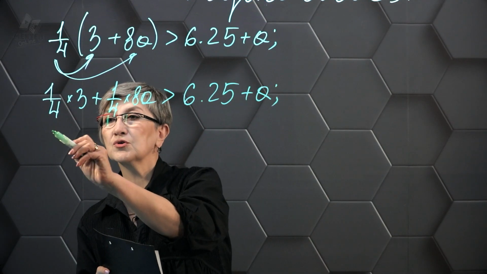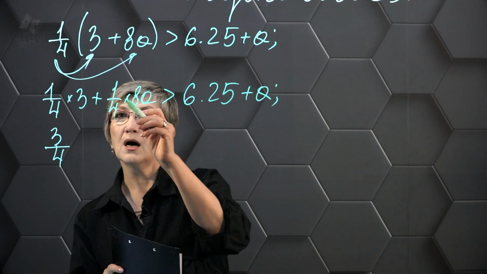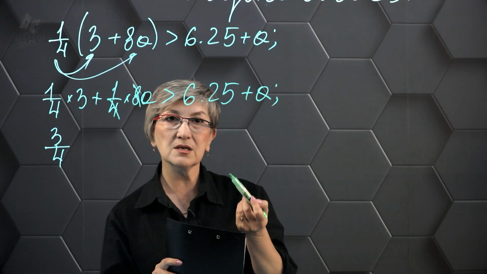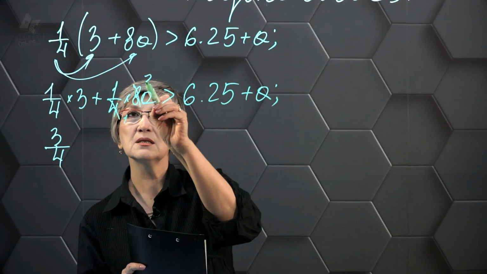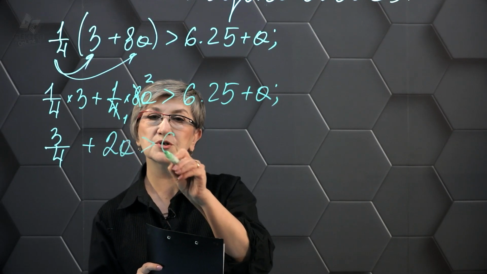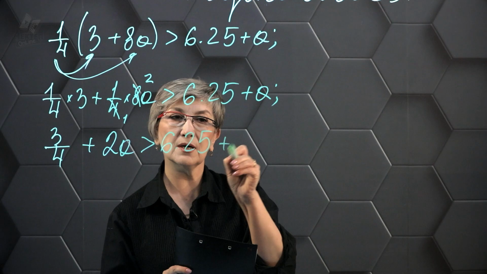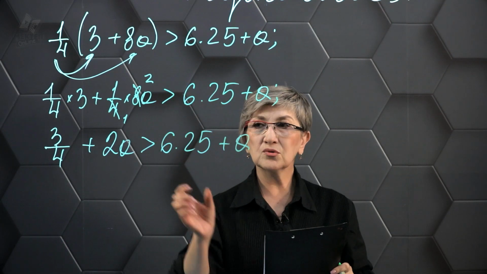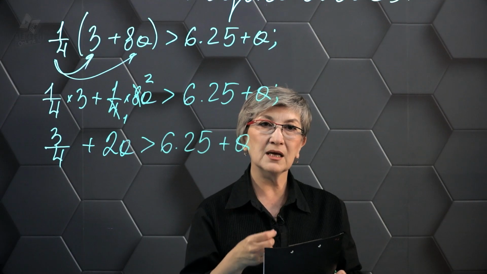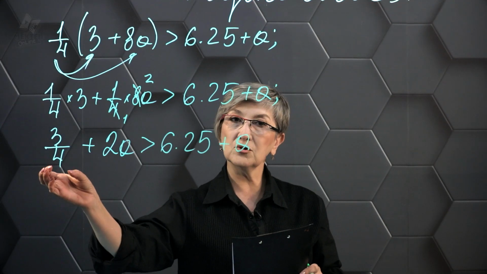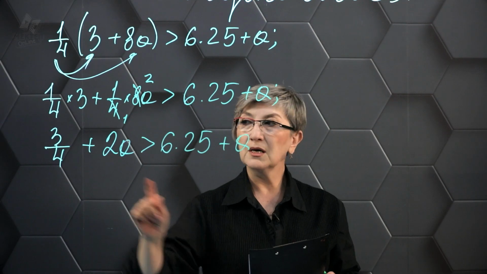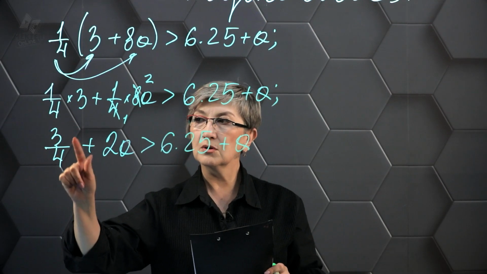However, 1/4 times 3 equals 3/4, and 1/4 times 8a is 8a over 4, which I can divide by 4. This is 1 and 2. 3/4 plus 2a, greater than 6.25 added to a. I won't express 6.25 as a simple fraction. Why is that? The fact is, working with decimal fractions is simpler. I would rather convert it.